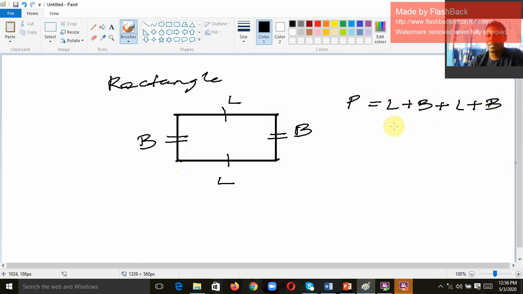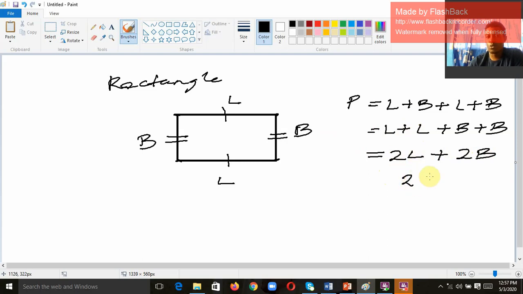So let's collect like terms. Let's regroup. So if we regroup this, L plus L plus B plus B. So what is L plus L? L plus L will give us 2L. Our knowledge of algebra, B plus B, 2B. So if you notice, 2 is common to both terms. So 2, put in brackets, 2L divided by 2, we're left with L, and then 2B divided by 2, we're left with B. So that's why the perimeter is 2 into brackets L plus B.